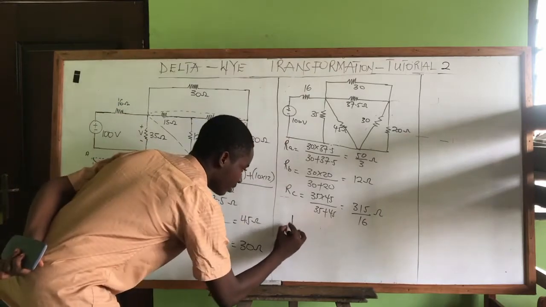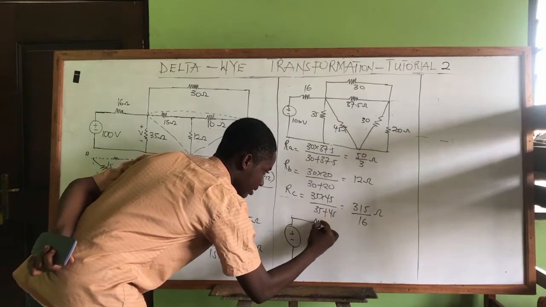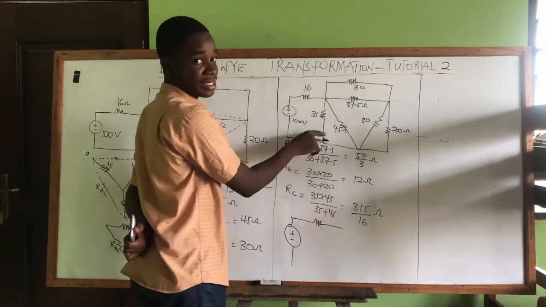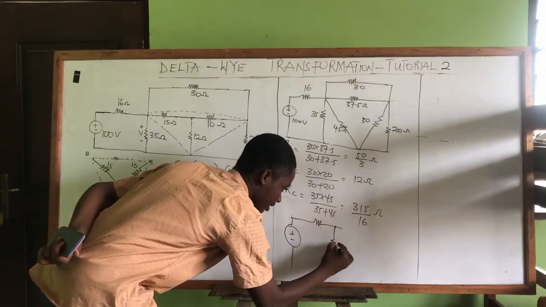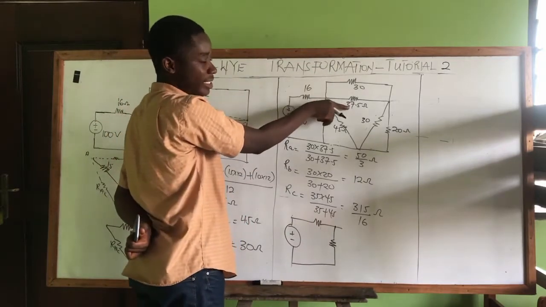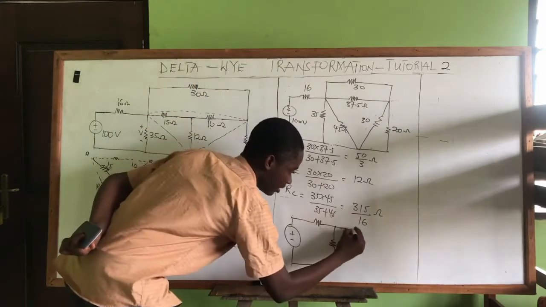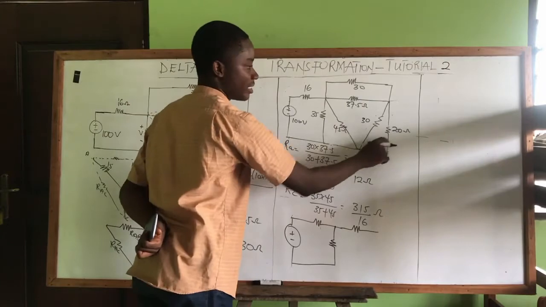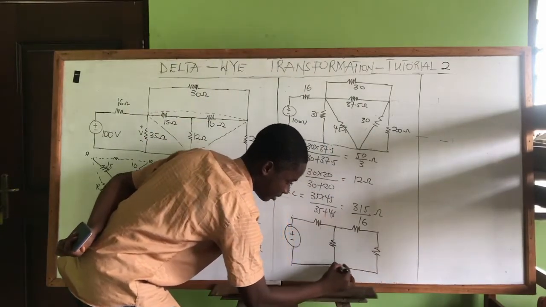We have our source, we have the 16 ohm resistor. Now we've combined this and this in parallel. So we have a single resistor value here. We have a single resistor value here. Right? We also combine this and this in parallel, so that they are giving us a single resistor value here. And don't forget, we also combine this and this in parallel, and they are giving us a single value here.